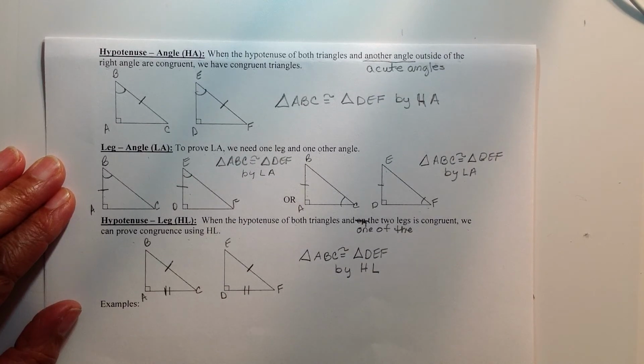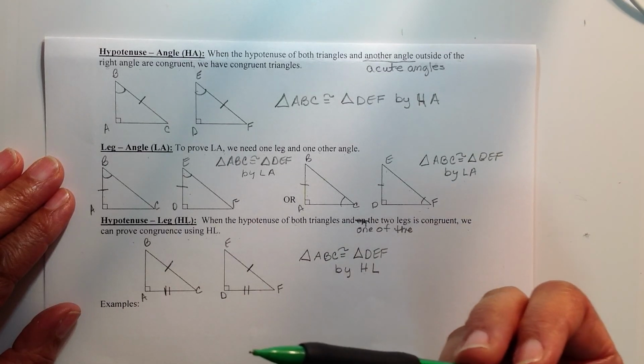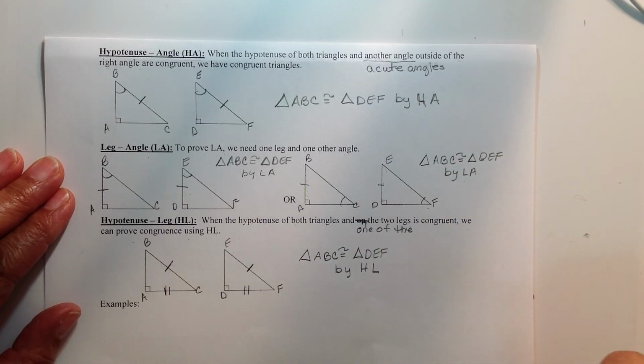So that is our last theorem that we can use in our four specifically focused right triangle congruence theorems. All right, so we're going to stop, and I'm going to go on to a part 2 of the video where we'll get into some examples.